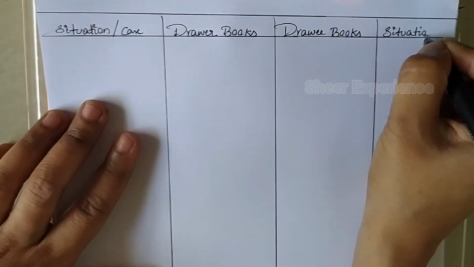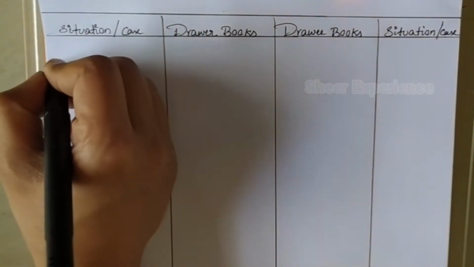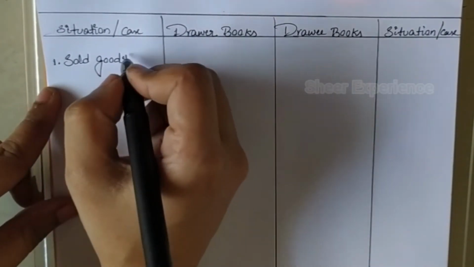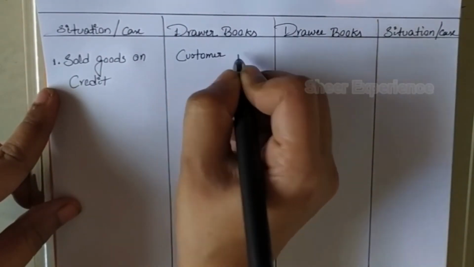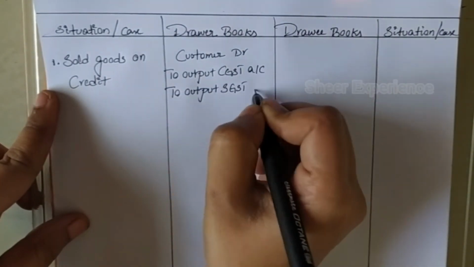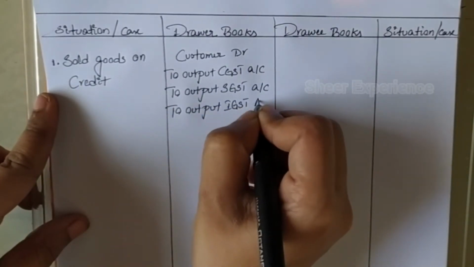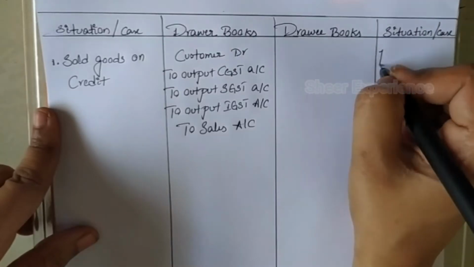Here I have mentioned the situation and journal entries in drawer books and drawee books. Our first situation is sold goods on credit. When drawers sell goods and services to their customers on credit basis, the journal entry will be customer debtor to sales account. If there is tax or GST, then the journal will be customer debtor to output CGST account, to output SGST account, to output IGST account, to sales account.